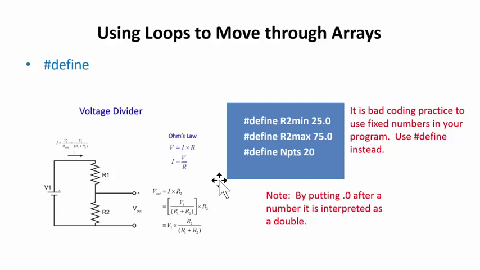Okay, so what we're going to do is define three constants called R2 min, R2 max, and a number of points. They'll take on values of 25 to 75 for R2. What I mean here is that between 25 and 75, we'll have 20 different values for R2 that will sweep from 25 to 75, okay? And then for each of those, we'll calculate everything that we need for the current, the voltage, and the power.